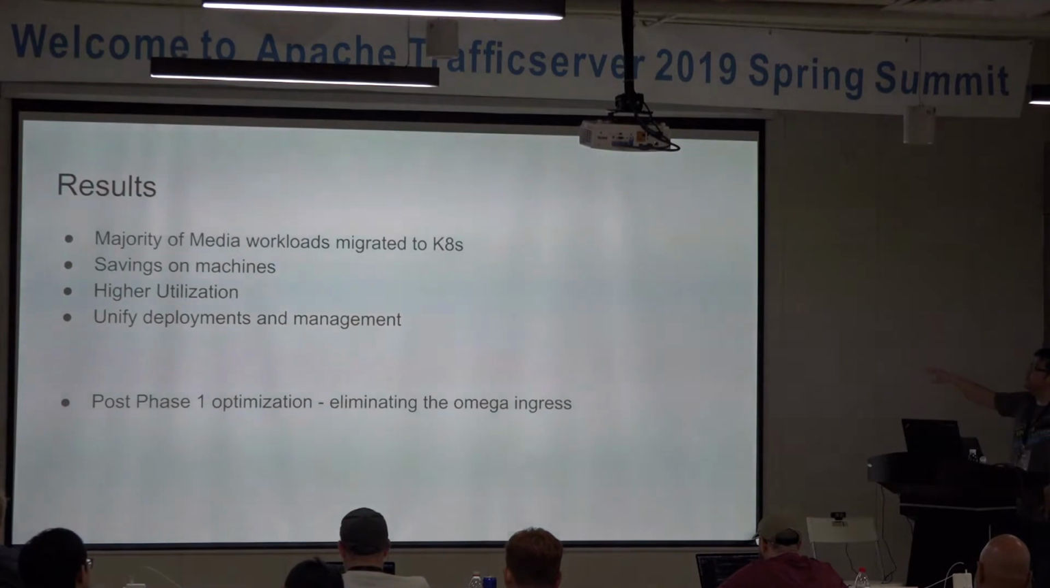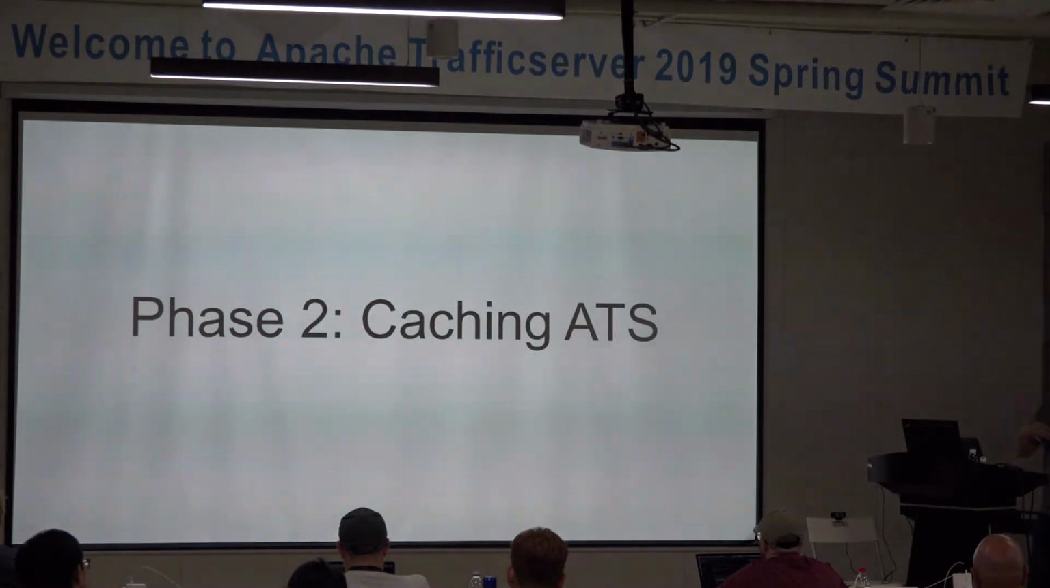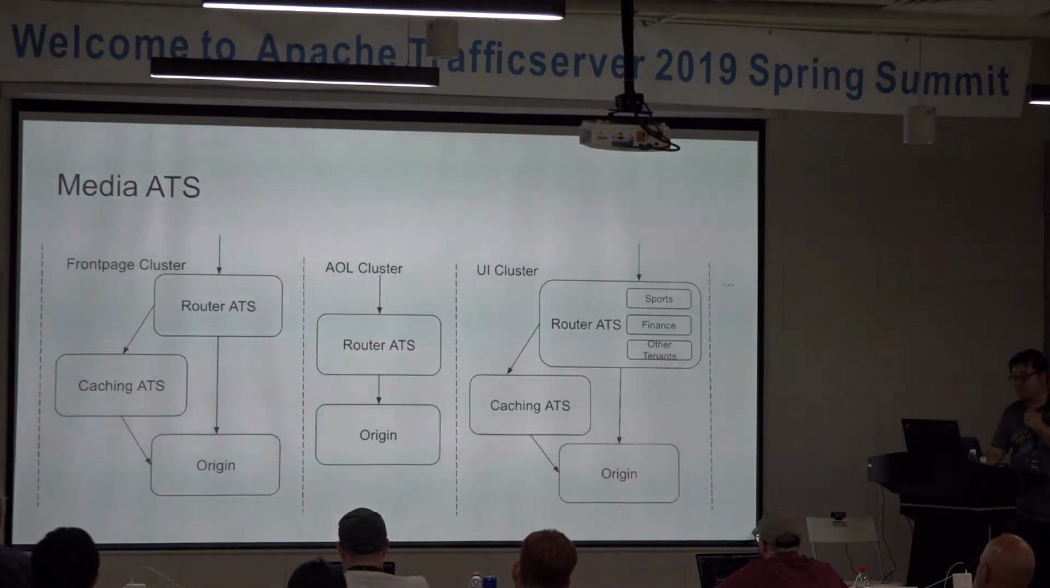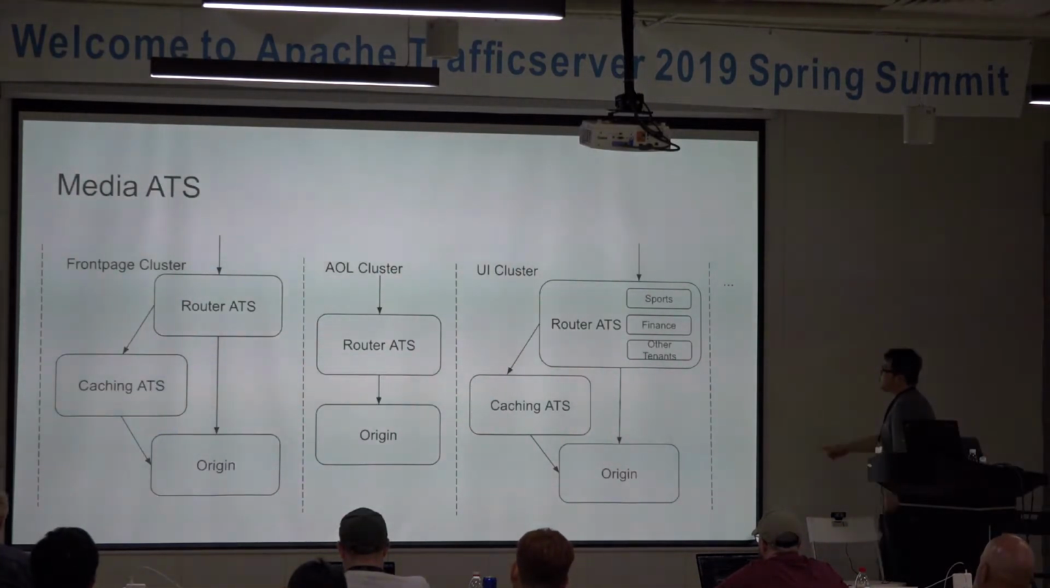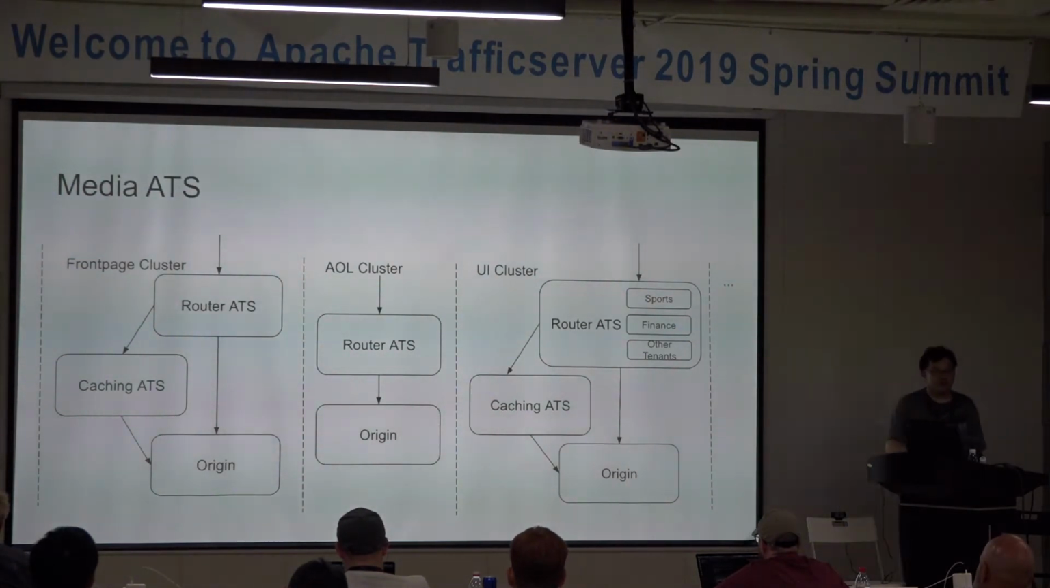So we are actually in the middle of post phase 1 optimizations at the moment for that. All right, so phase 2, right? We get everybody to use Kubernetes now. Now is the time for the ATS team, which is my team, to actually start using Kubernetes. As I said before, we have mostly 2 types of workload: the router workload, and the caching workload. So we start with the caching workload first.